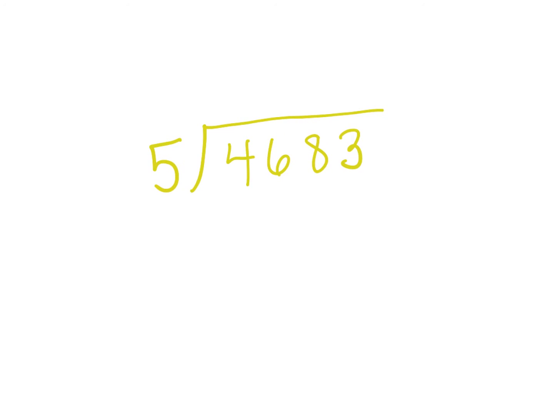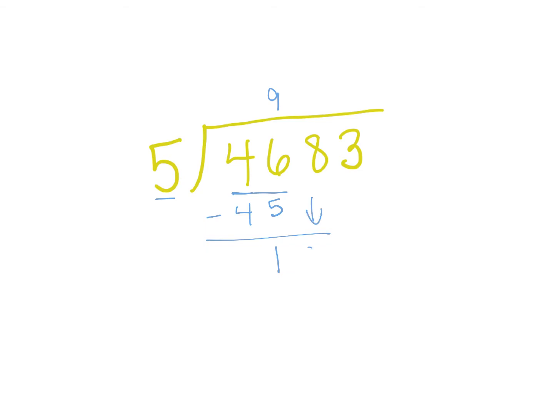Okay? All right, so if we are dividing 5 into this number of 4,683, remember we would try to decide if 5 goes into 4 and it does not. So then we're looking at 5 going into 46 and we say 5 goes into 46 9 times. And then we multiply 9 times 5 and we get 45. And then remember at this point we subtract. So we subtract these two numbers, 46 minus 45, and we get 1.